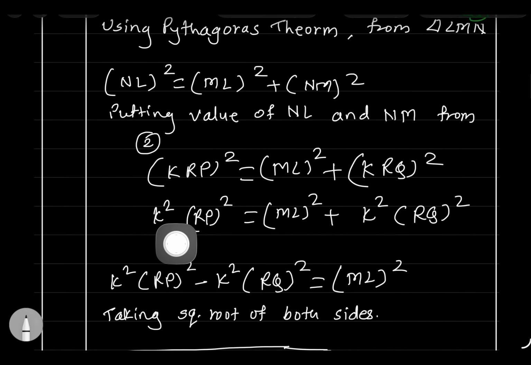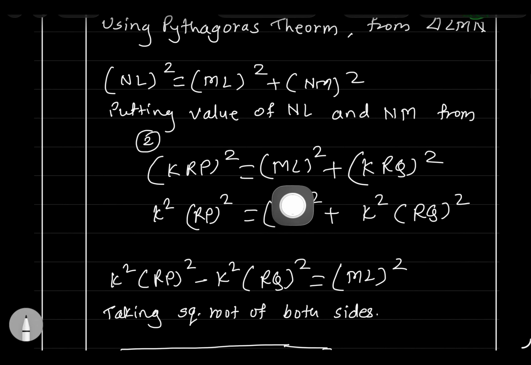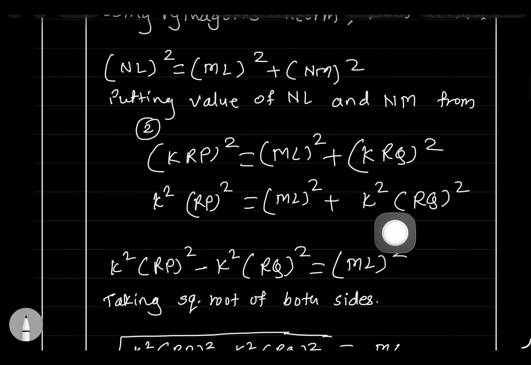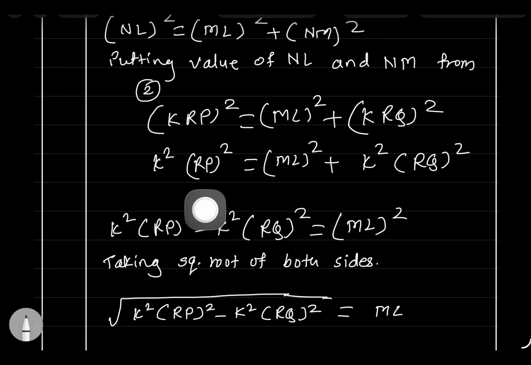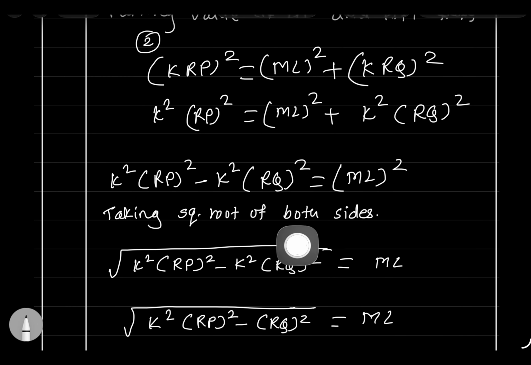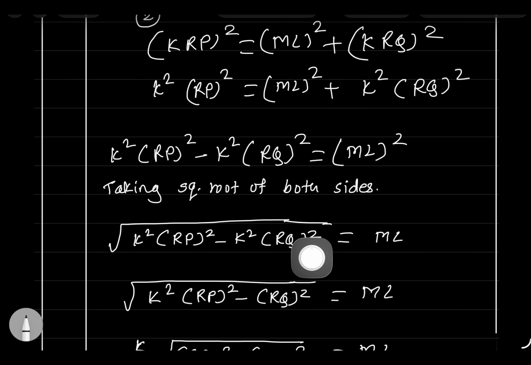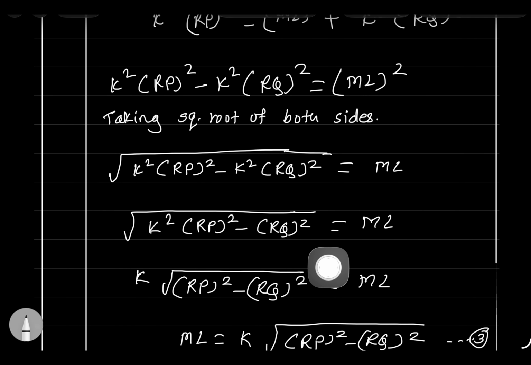So K square into RP square equals ML square plus K square into RQ square. We want ML, so we write K square RP square as it is, and transposing, it becomes K square into RP square minus RQ square equal to ML square. Taking square root of both sides, this is ML. Now K we can take outside the bracket, but it is in the square root, so RP square minus RQ square equal to ML.